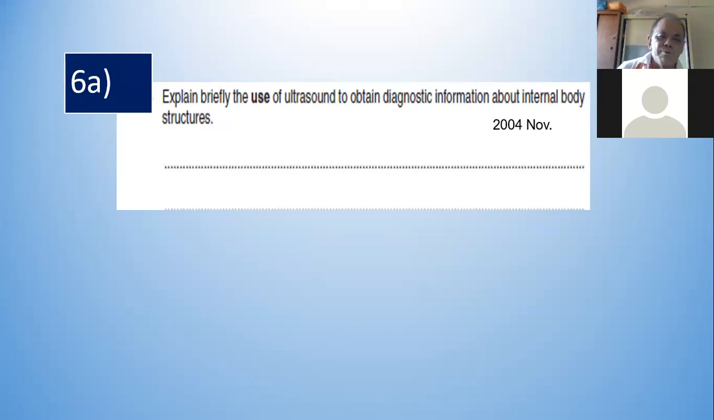Okay, explain briefly the use of ultrasound to obtain diagnostic information about the internal body structure. Always keep in mind the number of marks, this is from 2004 November. I think when you come to ultrasound, it's either you calculate or you just memorize this. It may come out. Very rare. Occasionally it may come out.